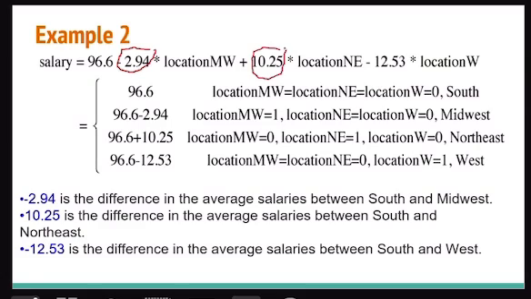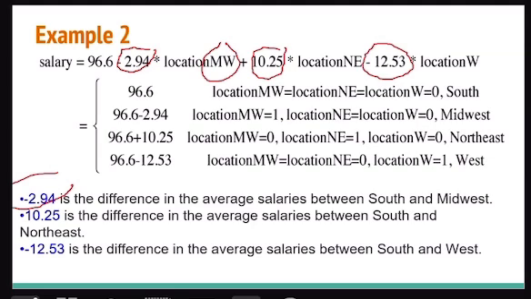But if I now want to interpret this one directly, how is that going to be interpreted? When I want to focus on the Midwest, I will be comparing it with the South that was referenced. And that was why I said, having a negative 2.94, that is the difference in the average salary between the South and the Midwest.